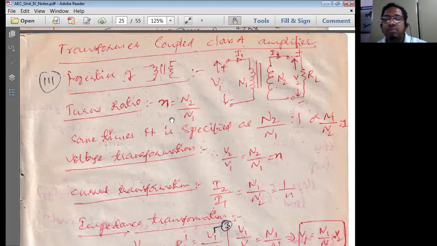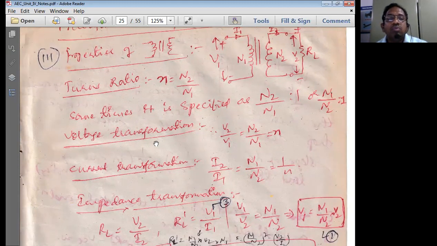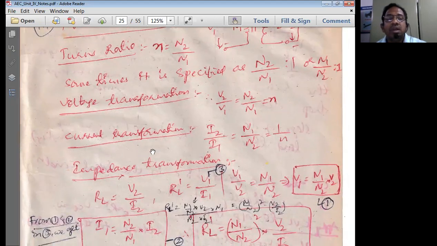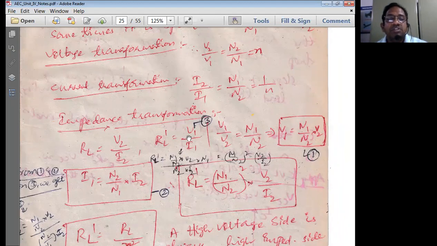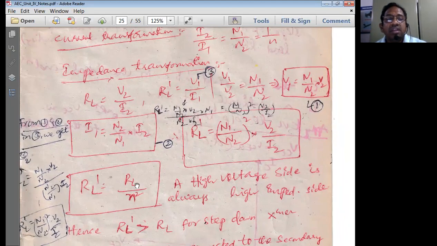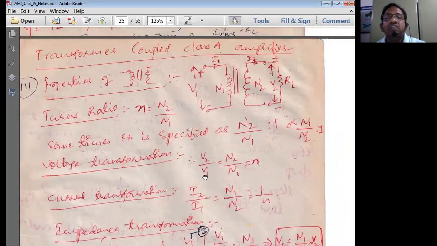So what is the turns ratio formula? N2 by N1, you should know. N2 by N1 is the turns ratio, and the voltage transformation ratio formula is V2 by V1 is equal to N2 by N1. You should know this formula. Current transformation ratio is I2 by I1 is equal to N1 by N2. It is the reverse of the voltage transformation ratio, which you should keep in mind. Then what does impedance transformation mean? The secondary impedance, that means RL. Where is RL? RL is on the secondary side of the transformer.